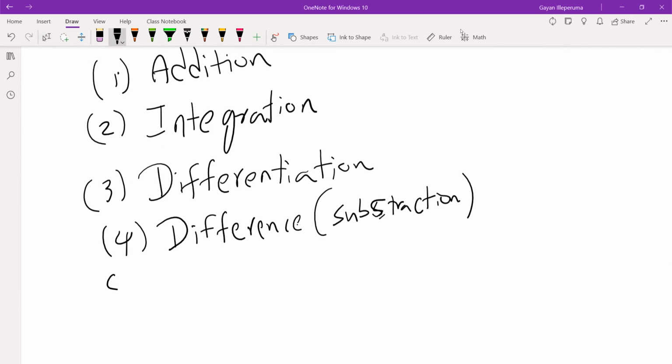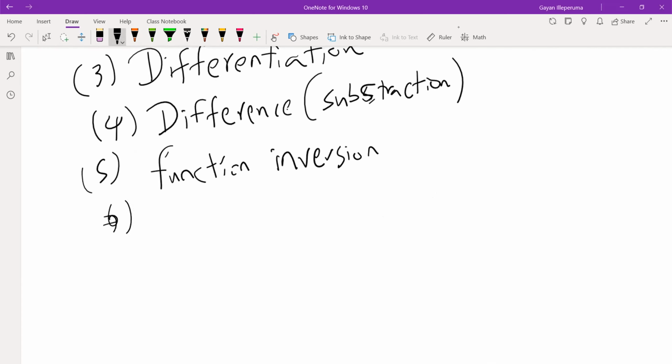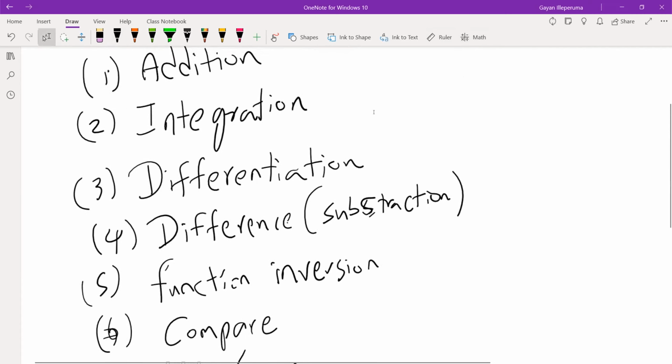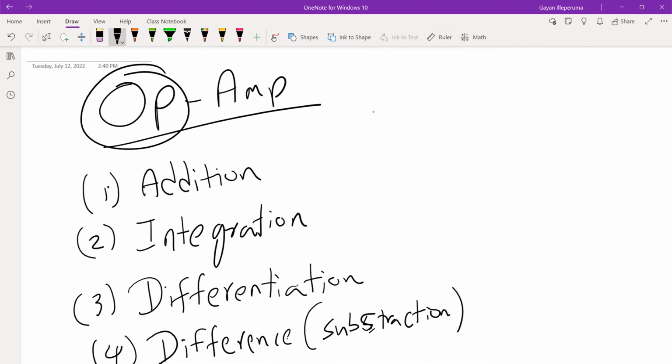For example, you can use an op-amp for function inversion, and you can use it for comparisons, to compare two voltages. You can also use it with a small change to find minimum or maximum values. You can see there are a lot of mathematical operations that can be accomplished using an op-amp. That's why it's called op-amp. Op means operational amplifier.